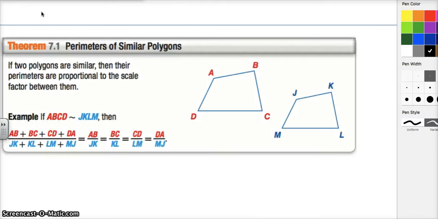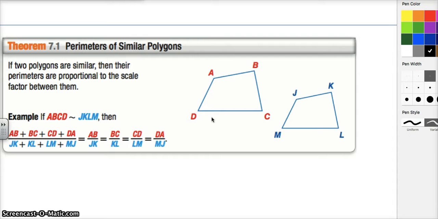Which brings us to this awesome theorem, Theorem 7.1, perimeters of similar polygons. Did you know that if two polygons are similar, then their perimeters are proportional to the scale factors between them? Say what? Most definitely. So you remember how we knew this side is to this side as this side is to this side? Well, guess what?